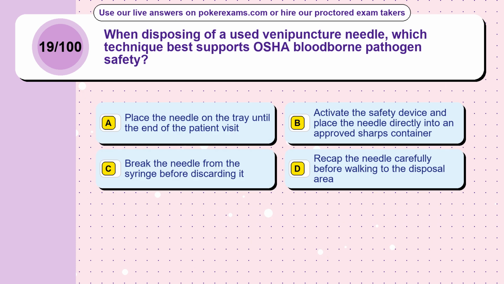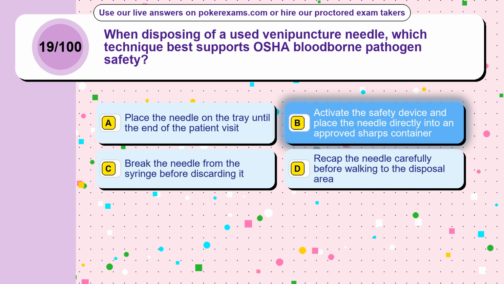Question 19. When disposing of a used venipuncture needle, which technique best supports OSHA bloodborne pathogen safety? Option A. Place the needle on the tray until the end of the patient visit. Option B. Activate the safety device and place the needle directly into an approved sharps container. Option C. Break the needle from the syringe before discarding it. Option D. Recap the needle carefully before walking to the disposal area.